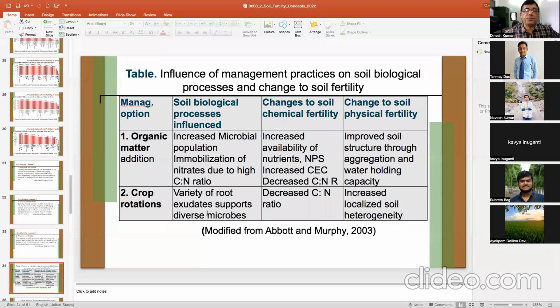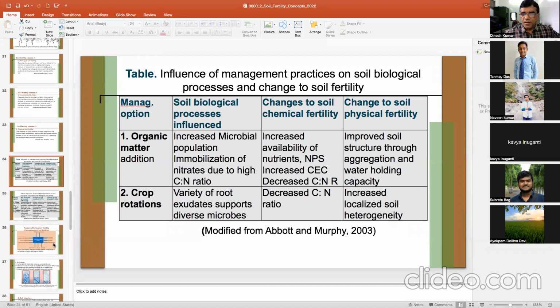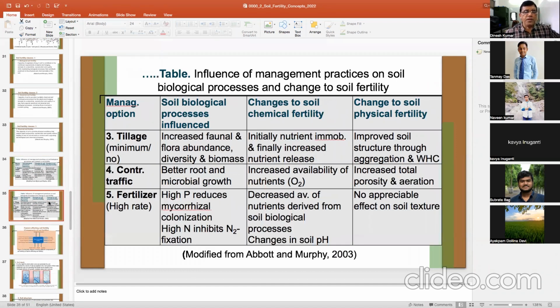Because of the adoption of crop rotation and the release of root exudate, there may be soil heterogeneity, because the rhizospheric soil will be different from the bulk soil, from the rest of the soil. So it is possible you can get soil heterogeneity. Now, the next management option is tillage.